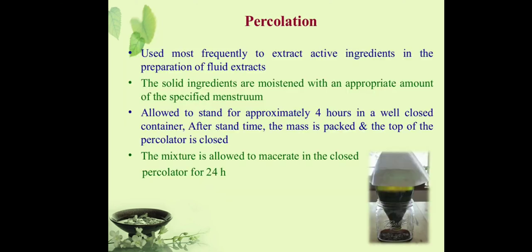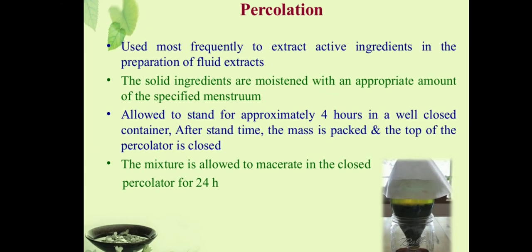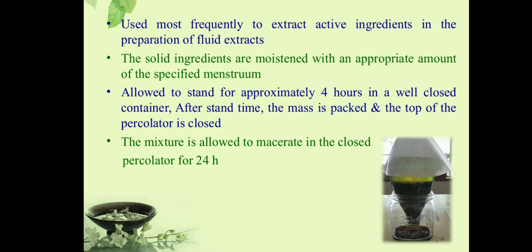Percolation is a very important method. We can extract phytochemicals from plants with it. It is used most frequently to extract active ingredients in the preparation of fluid extracts. The solid ingredients are moistened with an appropriate amount of the specified menstruum and allowed to stand for approximately 4 hours in a well closed container. After standing, the mass is packed in the top of the percolator. The percolator is closed, and the mixture is allowed to macerate in the closed percolator for 24 hours.